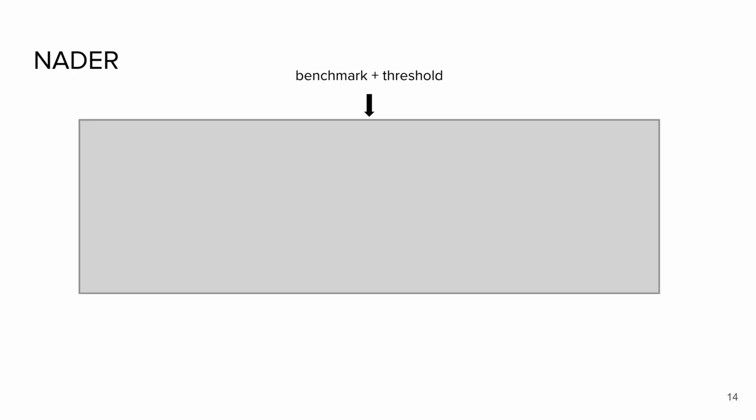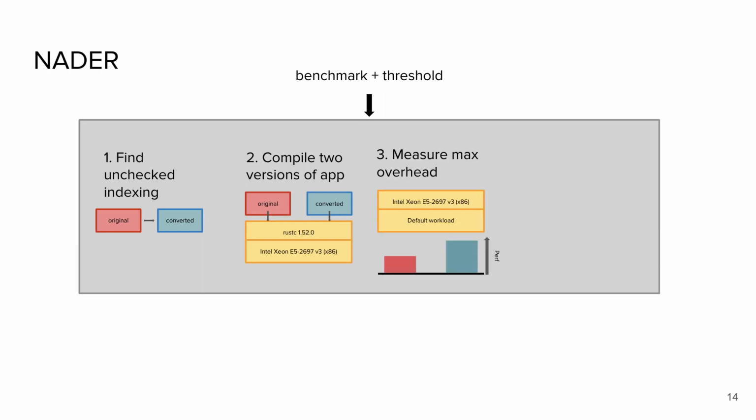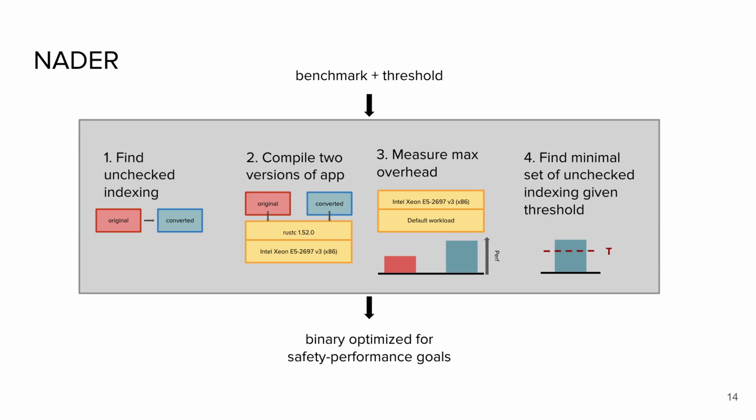The basic workflow of NADER starts with an input benchmark and a threshold value encoding an application's safety performance goals. NADER then identifies all unchecked indexing calls and creates a new version of the application where all unchecked indexing is converted to checked indexing. NADER then compiles both application versions in the given context and measures the maximum overhead of checked indexing. If the threshold value is smaller than the maximum overhead, NADER resorts to several heuristics to reintroduce the maximum number of bounds checks subject to the threshold. Finally, it outputs a binary that is optimized for the application's safety performance goals.